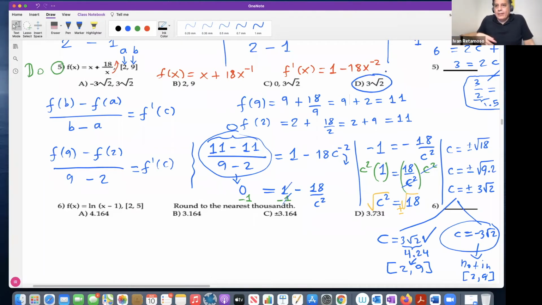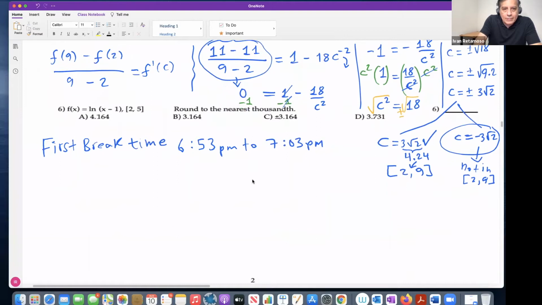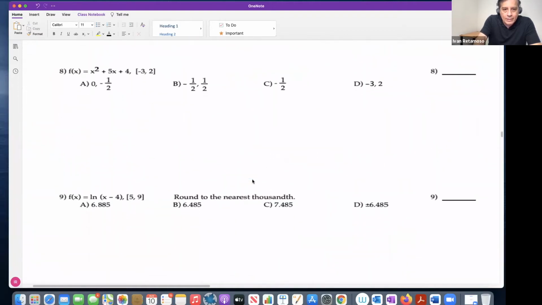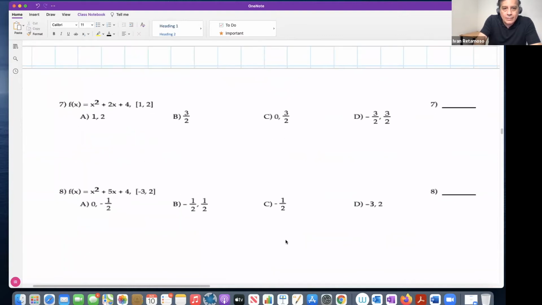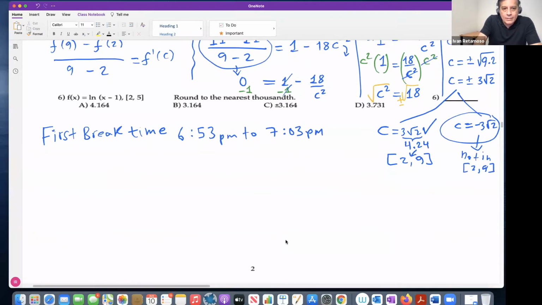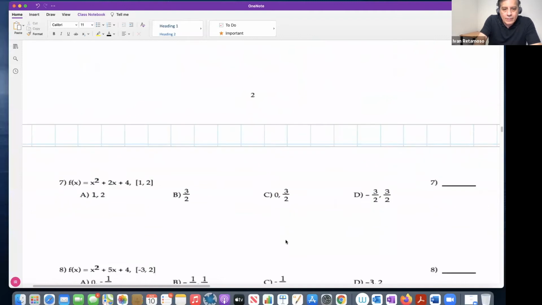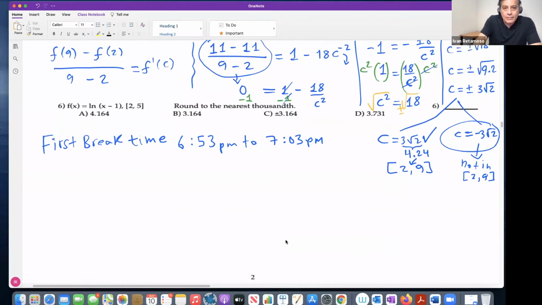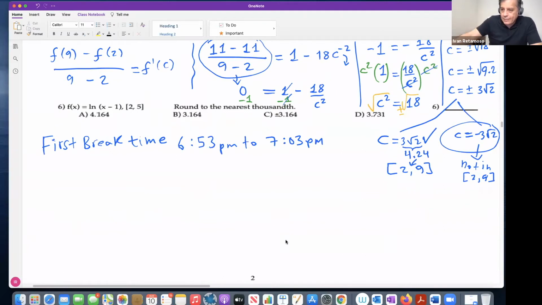Very good. Okay, I'm going to show you this number 6, and then probably you can do more polynomials we did. You can do number 9. So let me show you number 6, okay? Natural log of x minus 1. This is natural log of x minus 4. Yeah, very similar. Yes, so let me do this, and then I will continue.